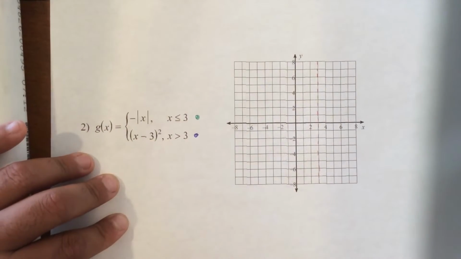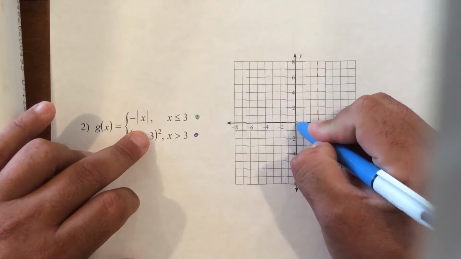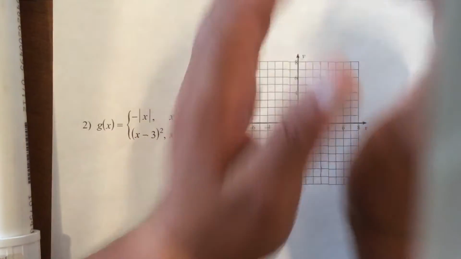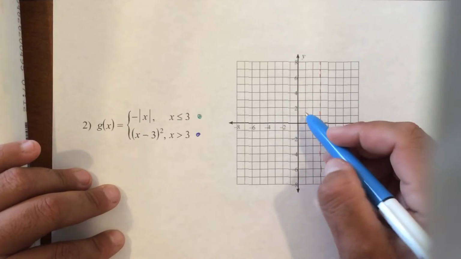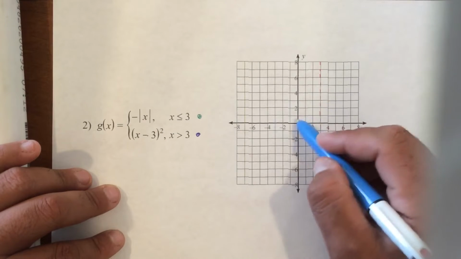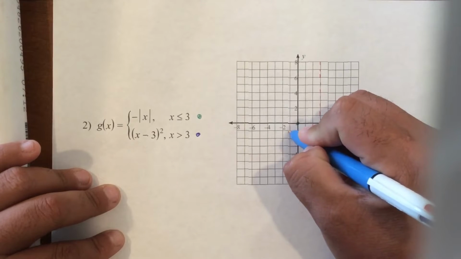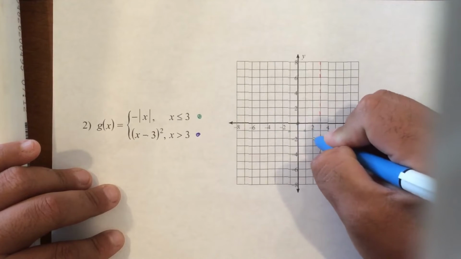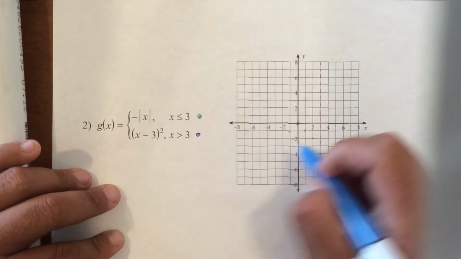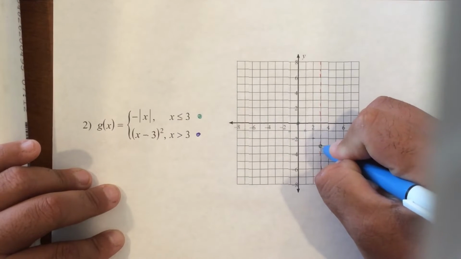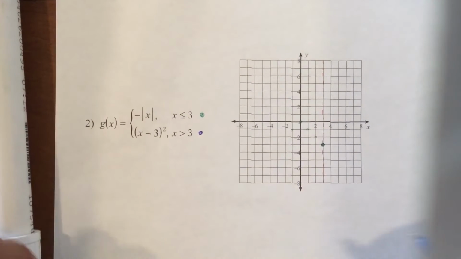Okay, so this one we have is an absolute value function, which starts at the origin, and it normally looks like this, but since it has a negative, it's going to be reflecting over the x-axis. So instead of going up, it's going to be going downwards. So we have our points here, here, here, and it kind of just goes on forever. And this is less than or equal to 3.